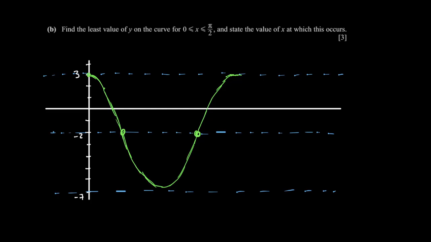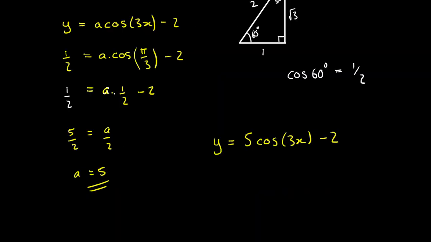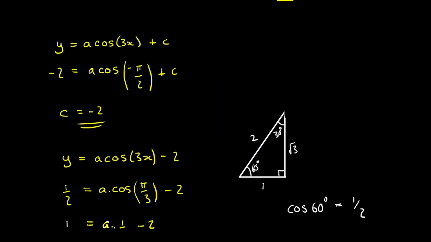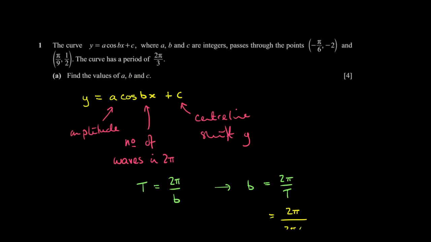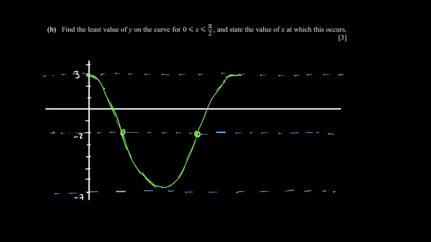Now then, we learned earlier that b is 3, and that corresponds to a period of 2 pi upon 3, right, which is what we're told in the question. So a period of 2 pi upon 3 means that the length of one wave is going to be 2 pi upon 3. So that's 2 pi upon 3. And so therefore half a wave is going to be pi upon 3.